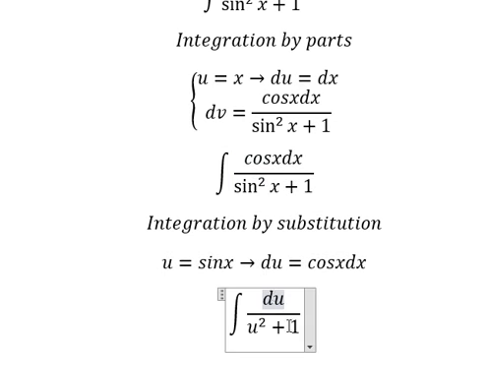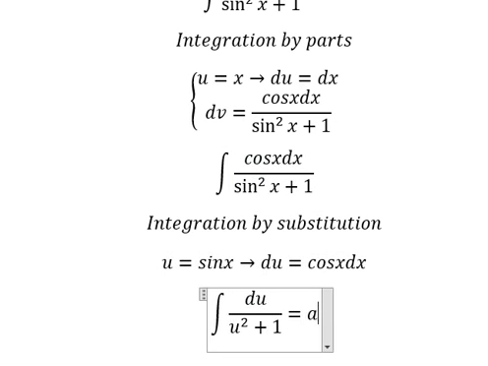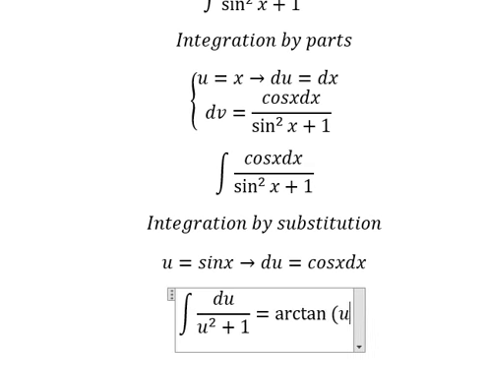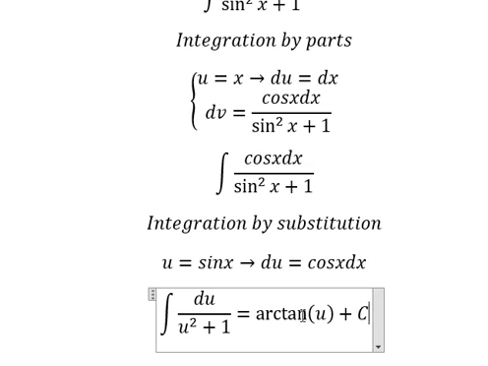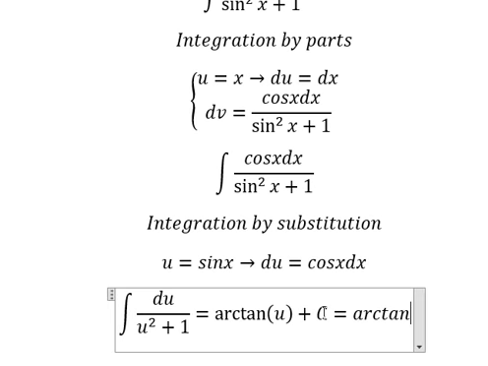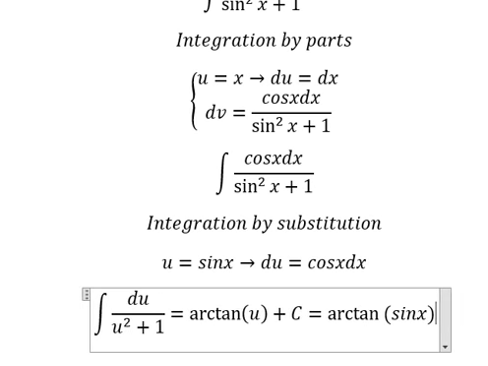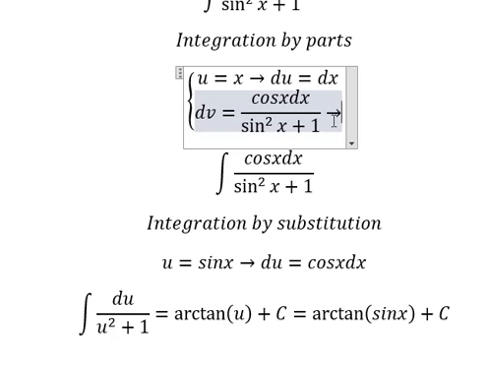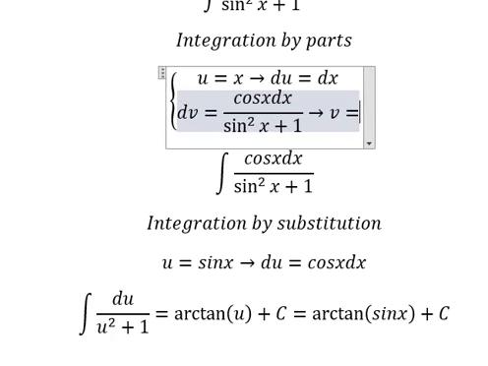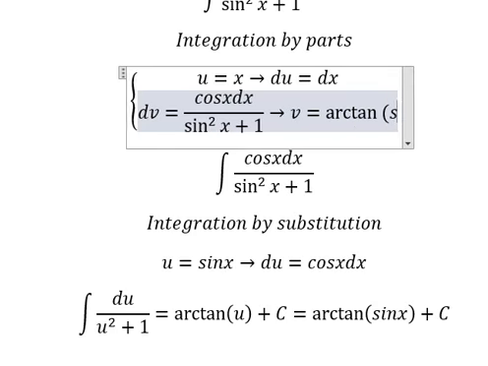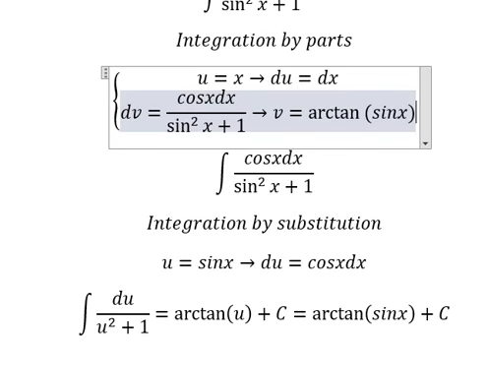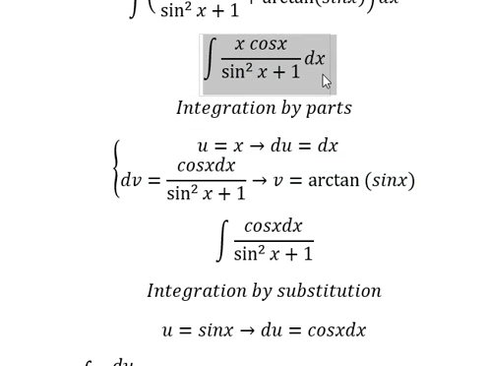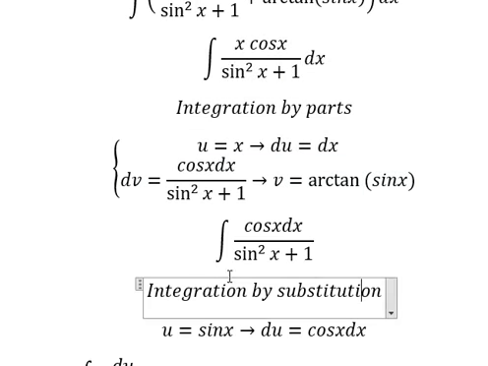The integration of this one, we have arctan of u, and I will put plus c. Here u is sine x. So the integration of this one, we have v equal to arctan of sine x. And now we have this one.